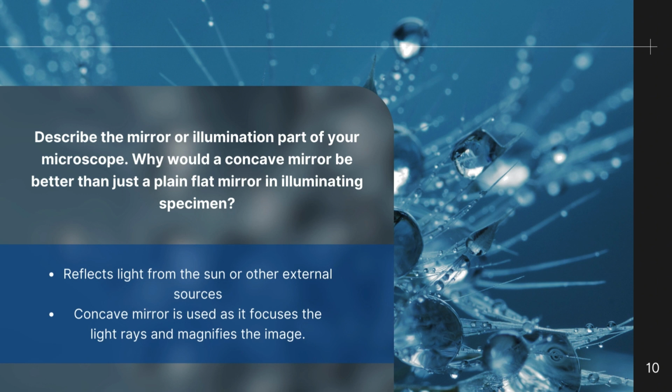An illuminator, also known as a light source, is a vibrating mirror that reflects light from the sun or other external sources. The most commonly used mirrors have flat and concave sides. This particular type of mirror is useful because it focuses the light rays and magnifies the image. They reflect light that illuminates them, producing a magnified and sharp picture of the specimen.